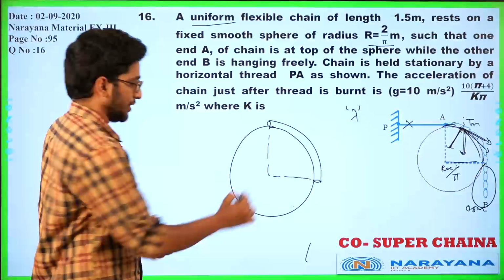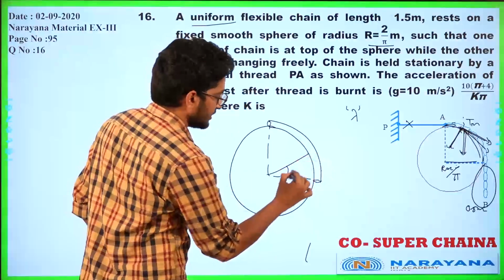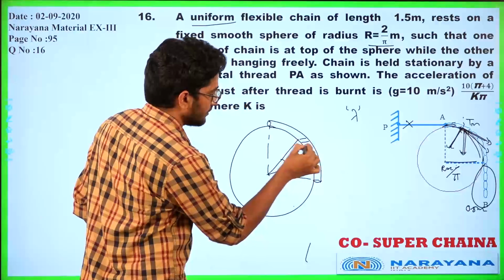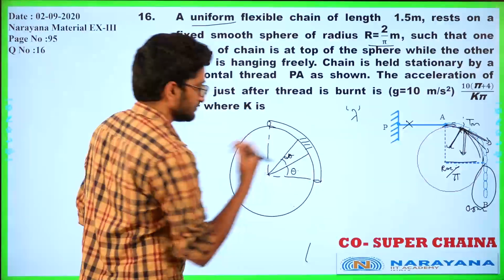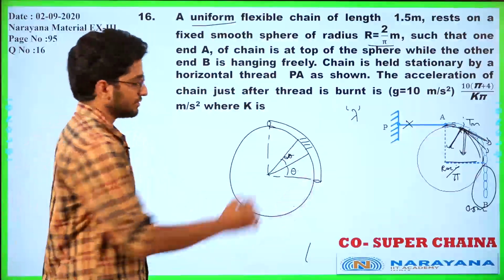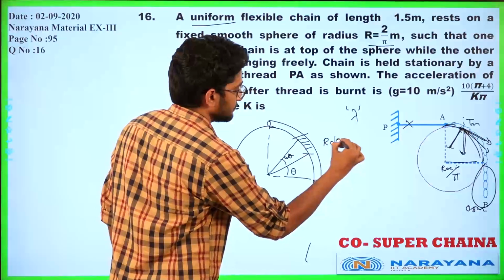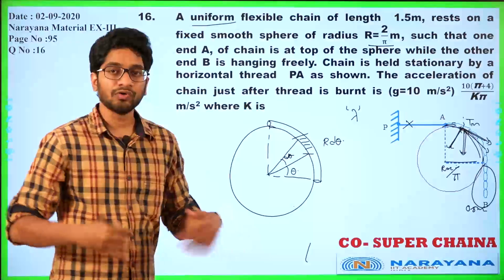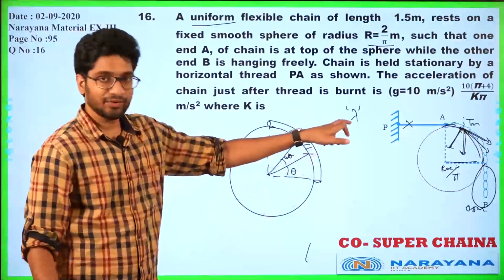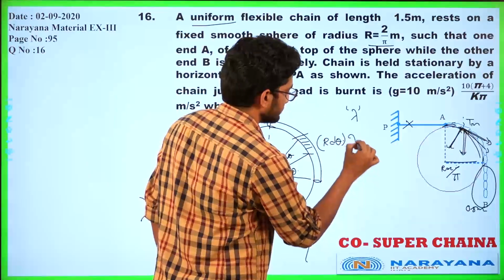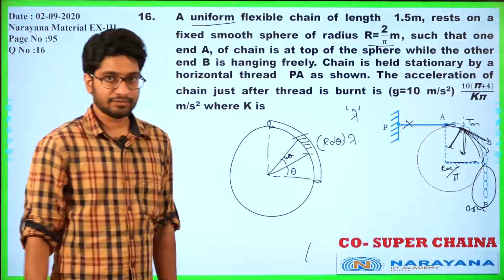So I choose a random point. At an angle theta, I take a small element, which makes an angle d theta. What would be the length of this element? The length of this element is r d theta, right? So how do I find its mass? Mass per unit length into length. Mass per unit length is lambda, so this is the mass of this part, right?